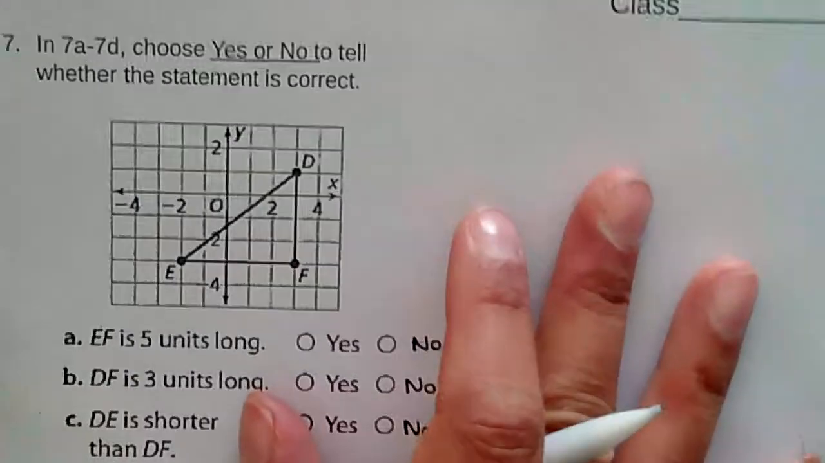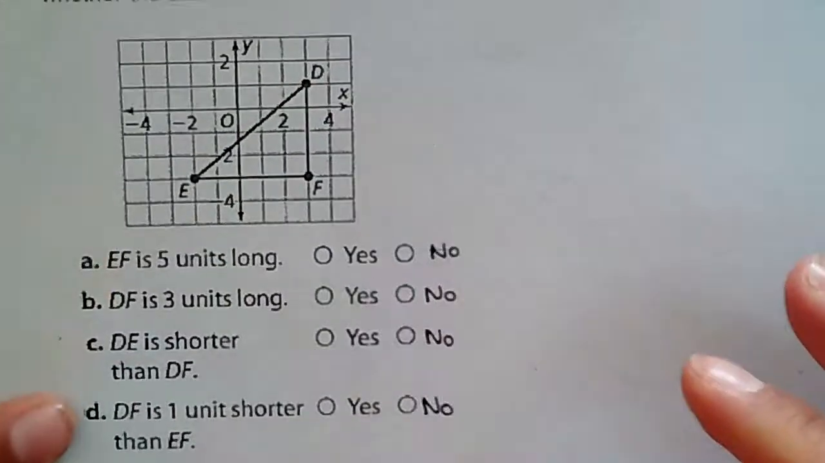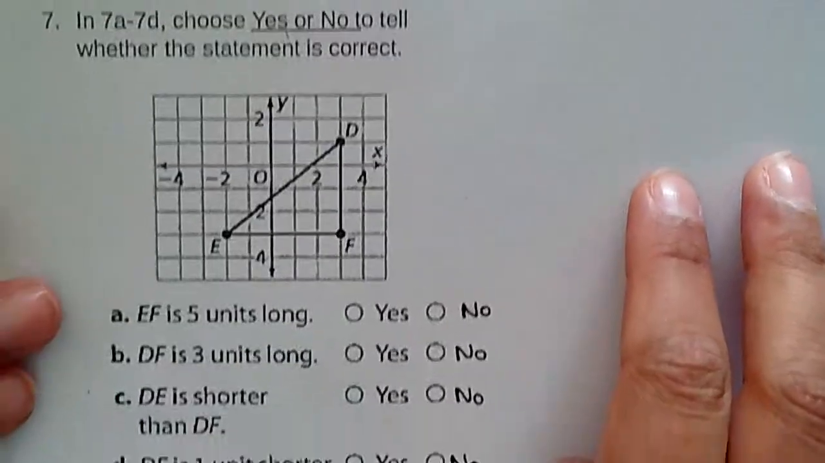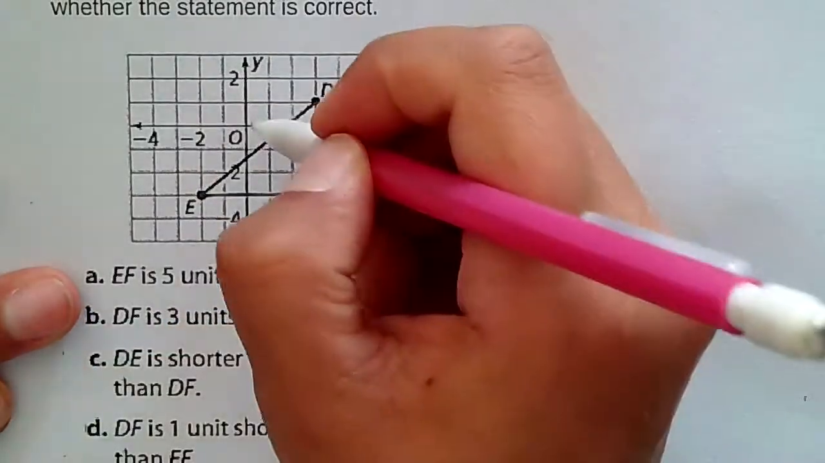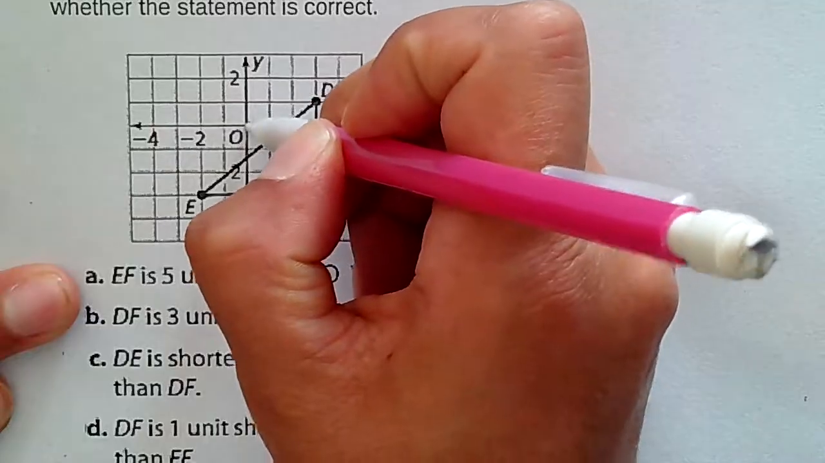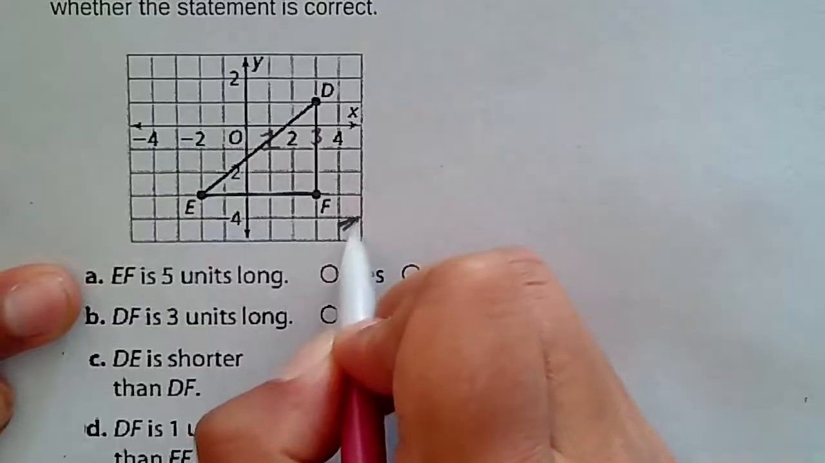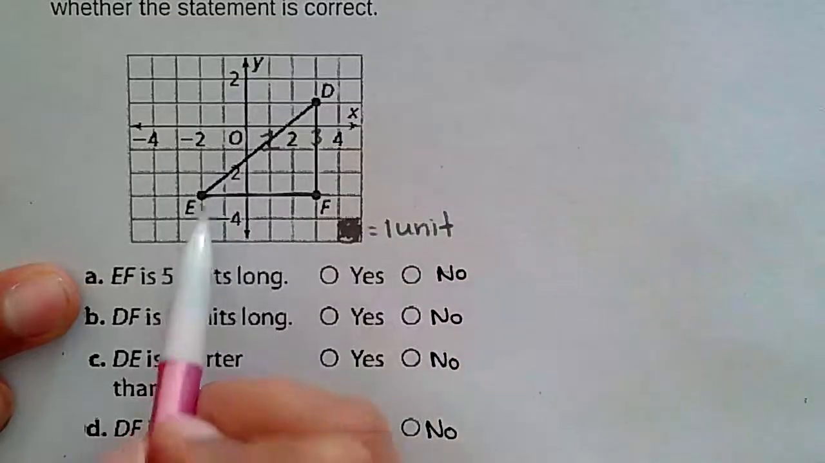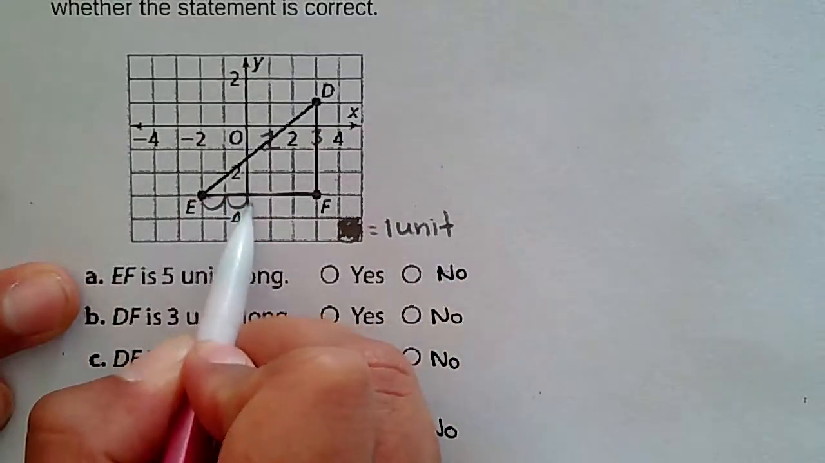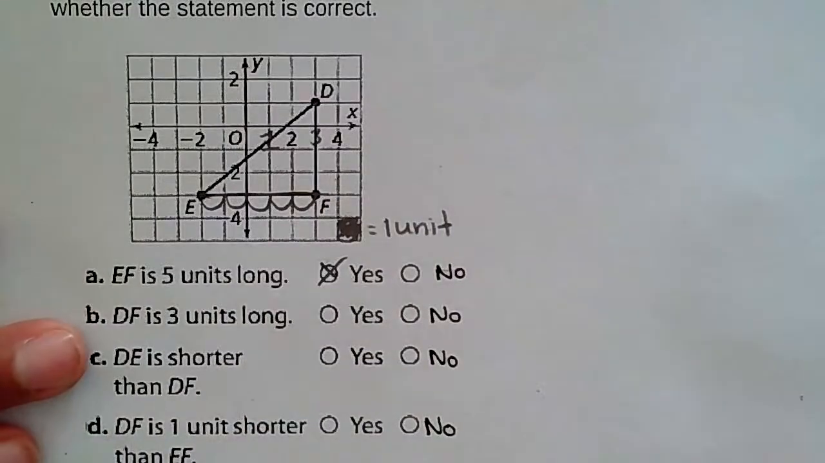And the last question. We are choosing yes or no for all of these. So on your test, you have to have all of these checked off, either yes or no. So EF is 5 units long. Here is EF. Let's see what we're counting by. The number line starts at 0. Here's 1, 2, 3. I know one of these represents 1 unit. So I'm counting by ones. So EF, 1, 2, 3, 4, 5. That is true.